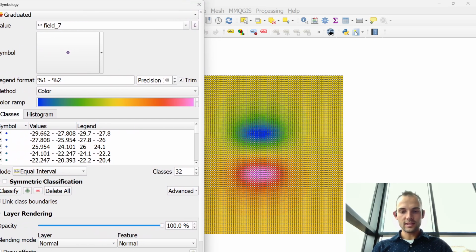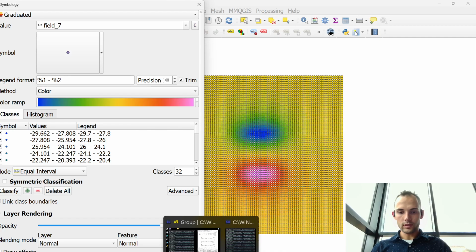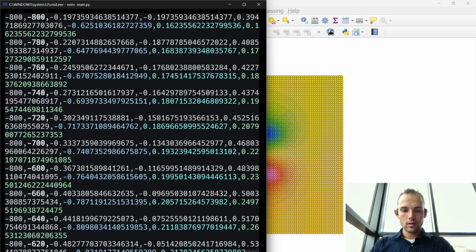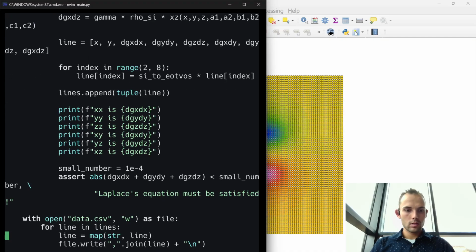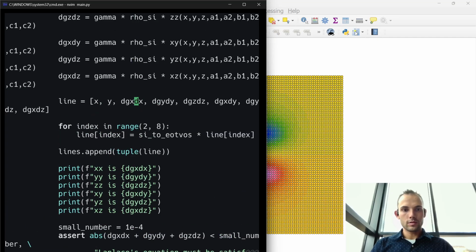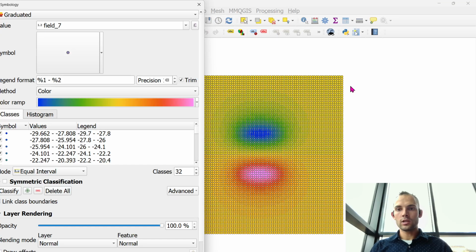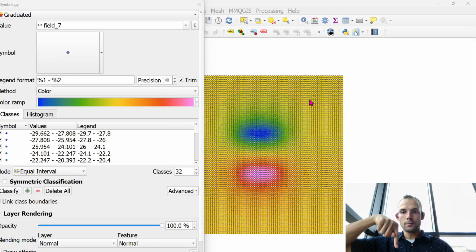So the seventh field, what was the seventh field again? This is why you should name things better than me. Here's field 3, 4, 5, 6, 7 is YZ. So the change of the Z component of the gravity data in the Y direction.